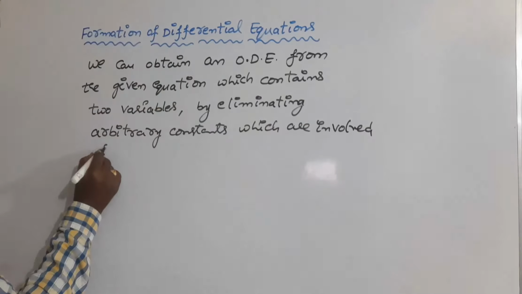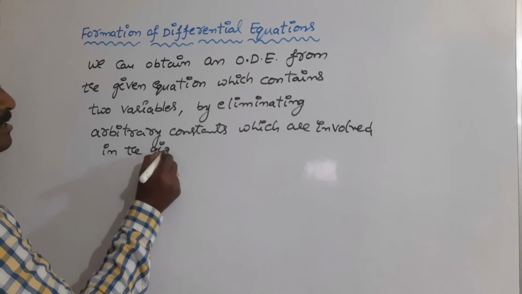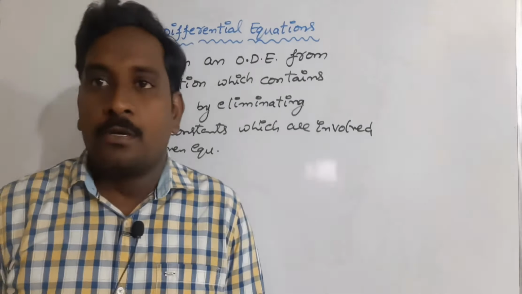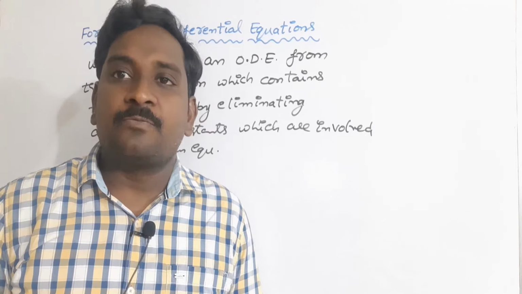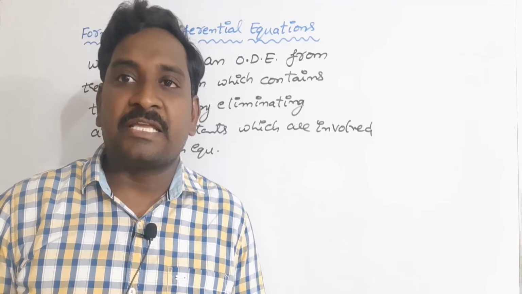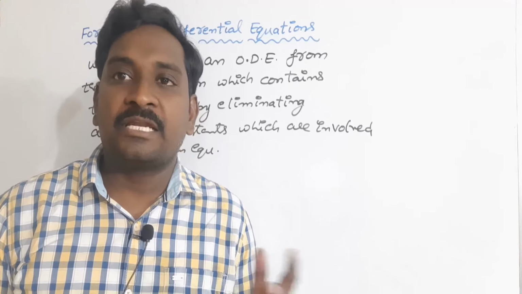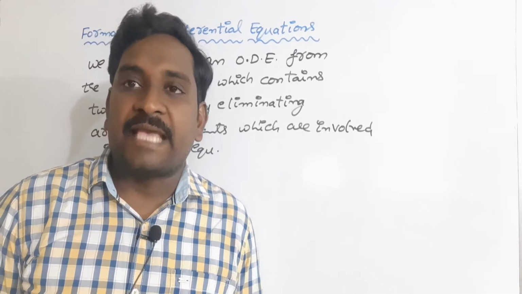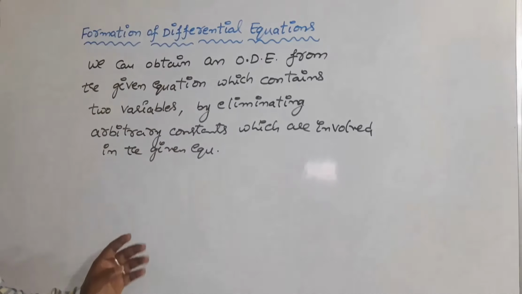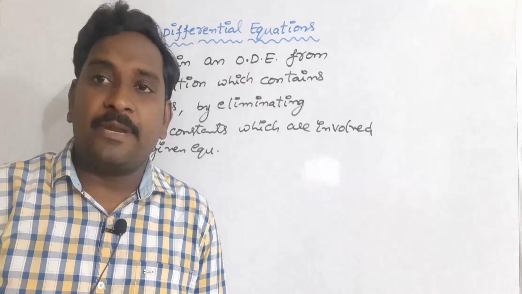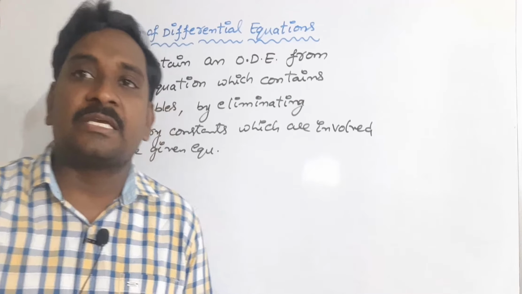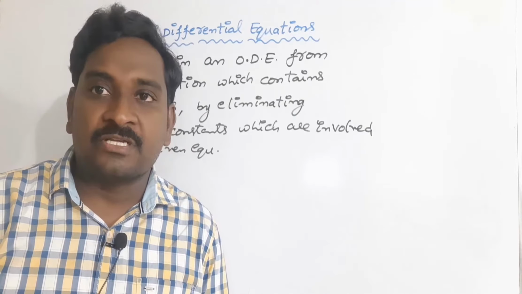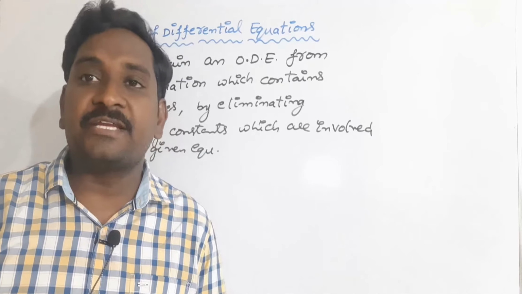So here an equation is provided to us. That equation contains two variables. Most probably that equation contains the variables x and y. Sometimes the equation contains x and t. By eliminating the parameters, otherwise arbitrary constants which are involved in the given equation, we can form the ordinary differential equation. So for that purpose we should differentiate the given equation.